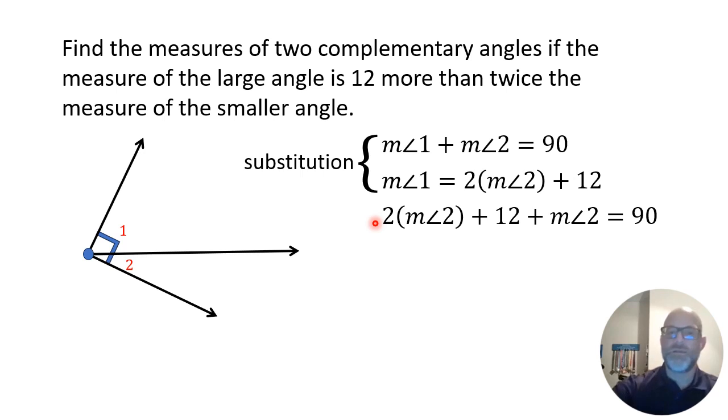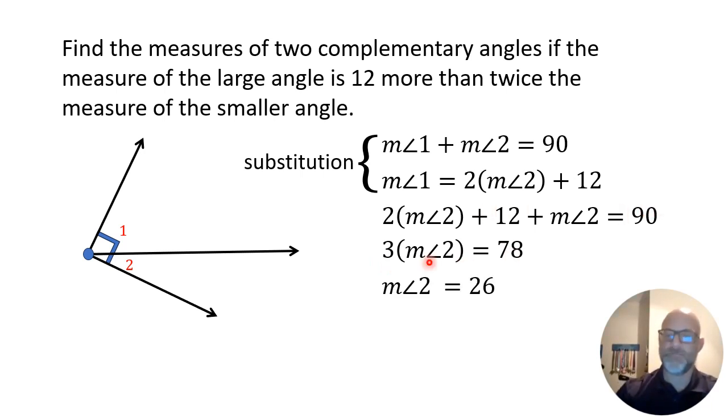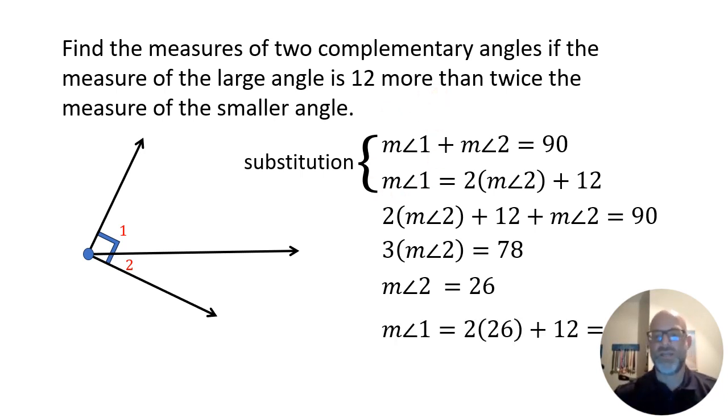All right. 2 measures of angle 2 plus 1 measure of angle 2 equals 3 measures of angle 2. And then bring the 12 to the other side to get 78. Divide by 3, and you get the measure of angle 2 is 26. Are we done? Nope. We still need to get the other angle. How do we do that? Plug the measure of angle 2 equals 26 into right here or right here. Either one will get you the measure of angle 1. I plugged it into the first equation, and I got whatever that is.